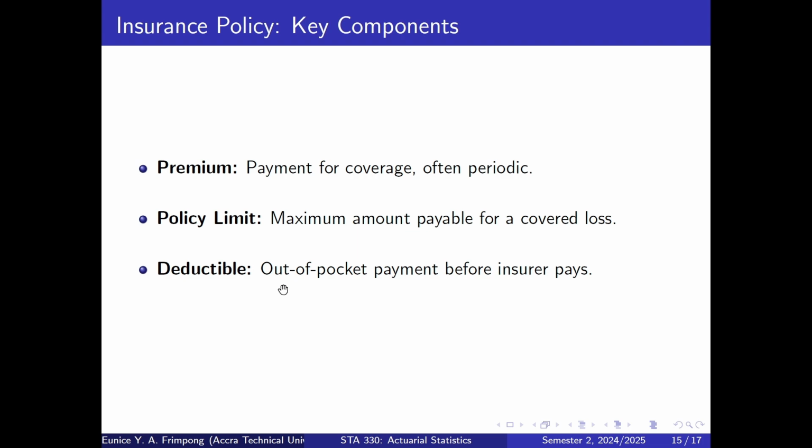Then we also have deductible. This is the amount the insured must pay out of pocket before the insurer pays anything else. So for deductible, the insured, the policyholder, will have to pay that first. Then if the loss exceeds the deductible, the insurer will pay the balance of the loss after the deductible. So let's take a simple example. If your medical bill is 1,000 cedis and your deductible is 200, then you will pay the 200 and then the insurer will pay the balance of 800.